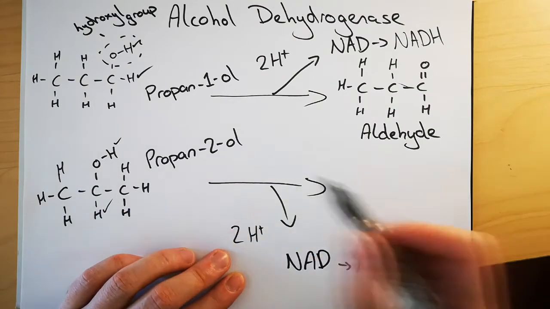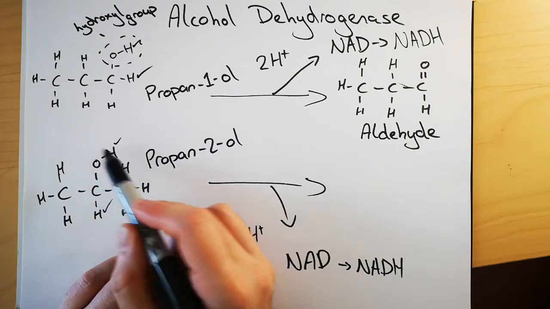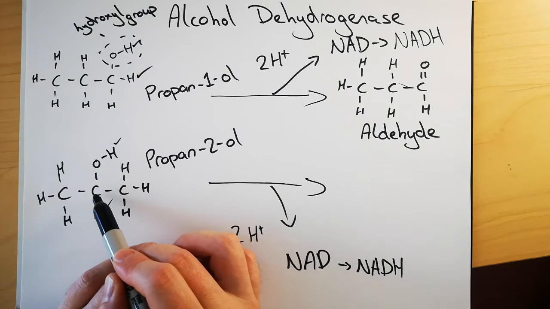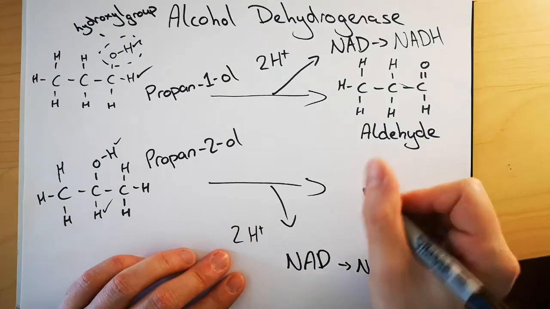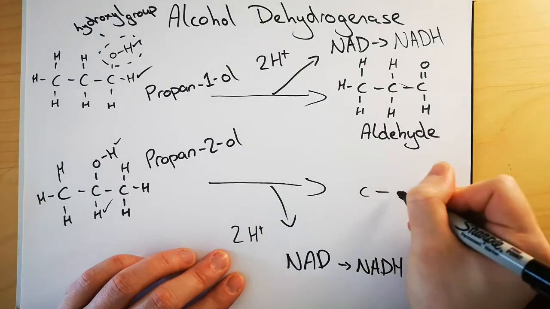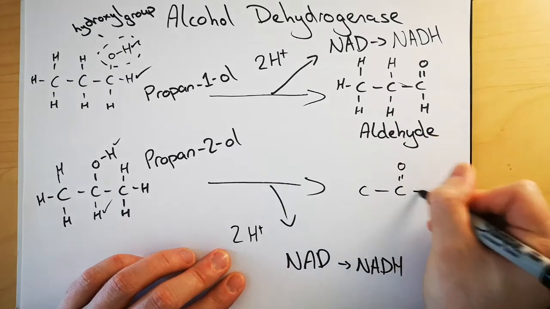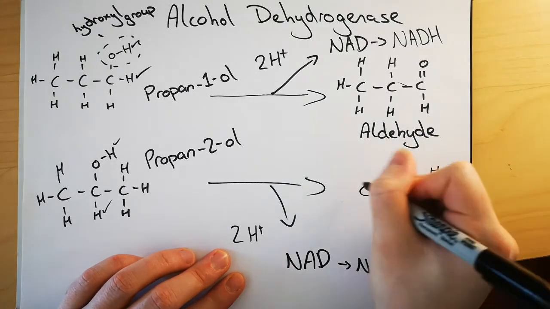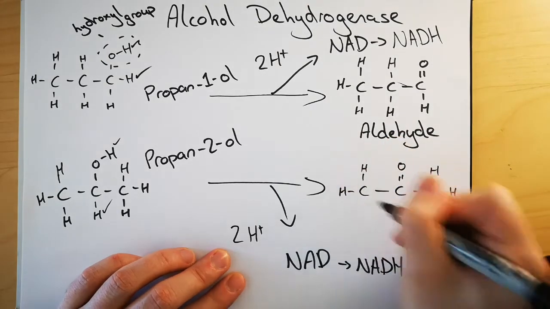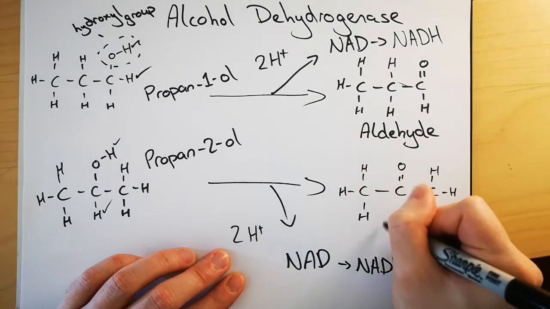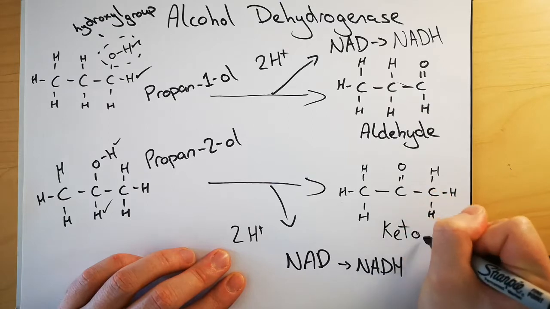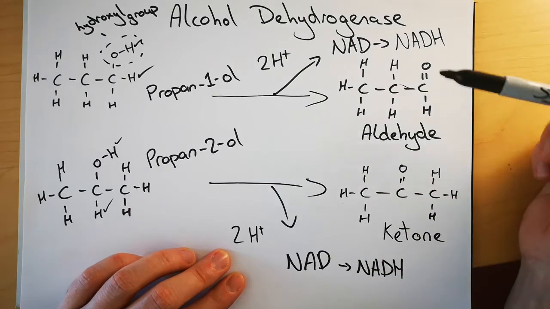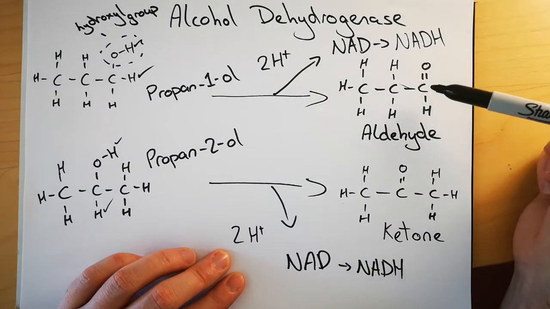This one, on the other hand, because the oxygen is on a carbon that's bonded to other carbons, we give it a different name. What we've got here is a ketone. So for an aldehyde, the double bonded oxygen is on the end carbon.